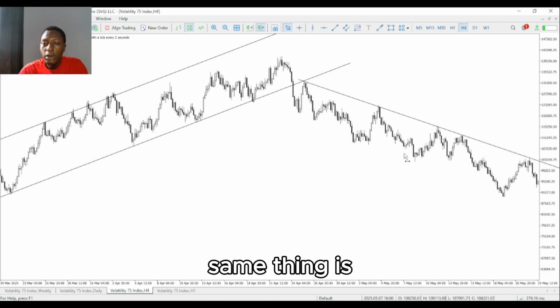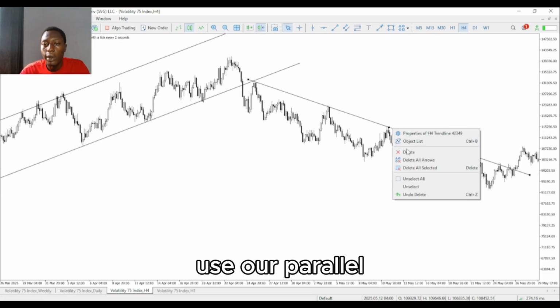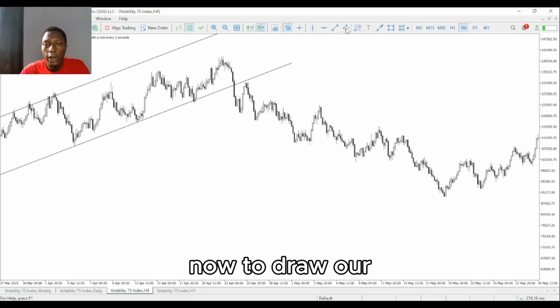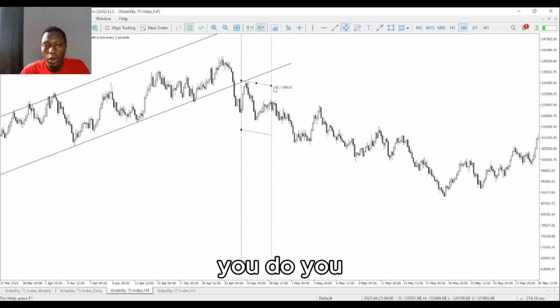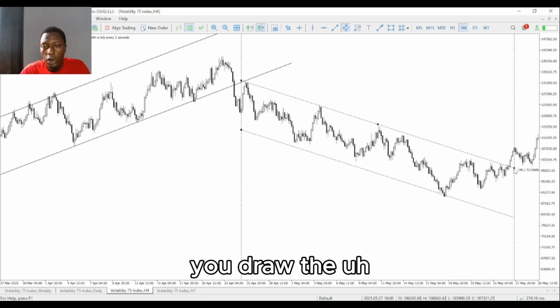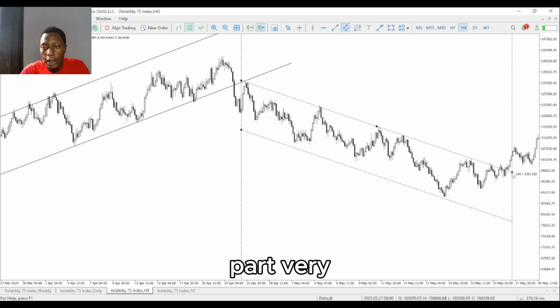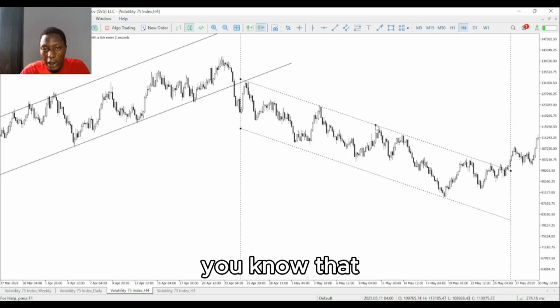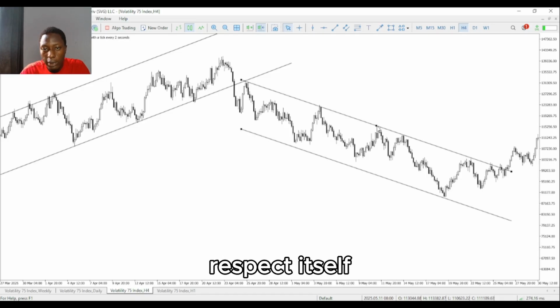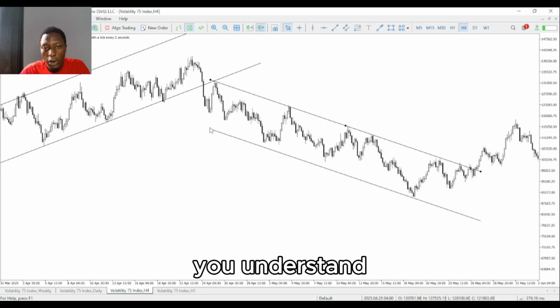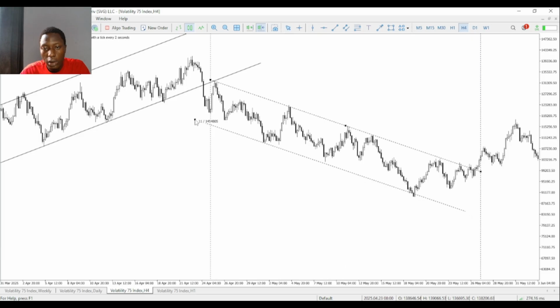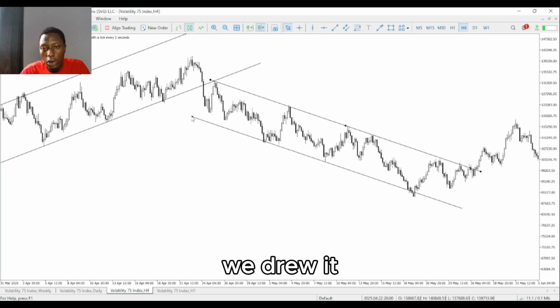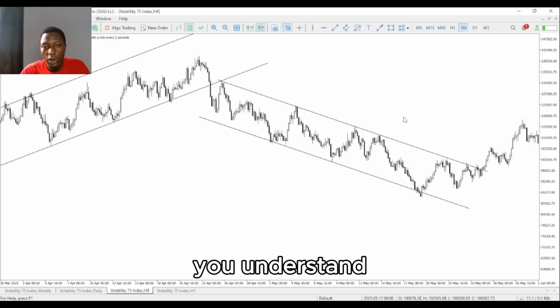You understand? Same thing if you're trading a downtrend. Let's say we want to use our parallel trend line now to draw our trend line here. Same thing you do. You make sure you draw the resistance part very, very sharp and very, very clear, so that when price approaches this level, you know that okay, the level is going to respect itself or is going to break. You understand? Just like this. See, if you drew it like this, we drew it perfectly.